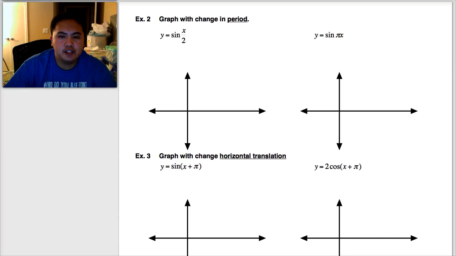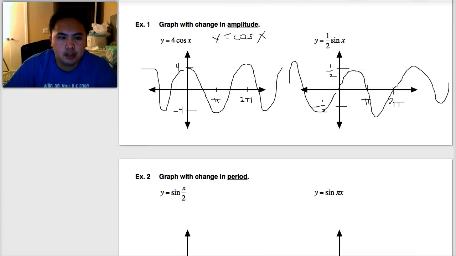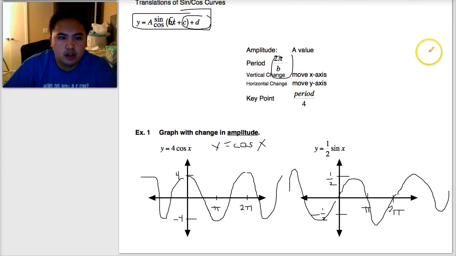What happens if we change the period? Alright, so this one says sine x over 2. And so you might be saying, I don't get it, or what do I do now? Okay. Let's look back at our original equation. Remember, the number in front of x, 2 pi will be divided by it, and it'll give me my new period.